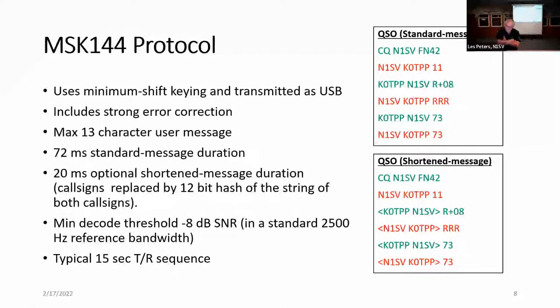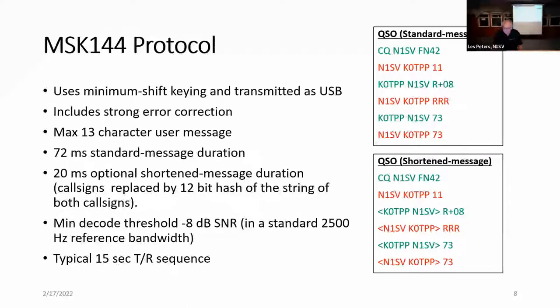And the way that works is they replace the call signs with a hash of the string of both call signs. So if you look in the upper right is a QSO using the standard message format. I send CQ, a station responds with a signal report. I respond confirming the report and giving mine. The distant station confirms that, I send 73, he sends 73, and that's basically a contact.